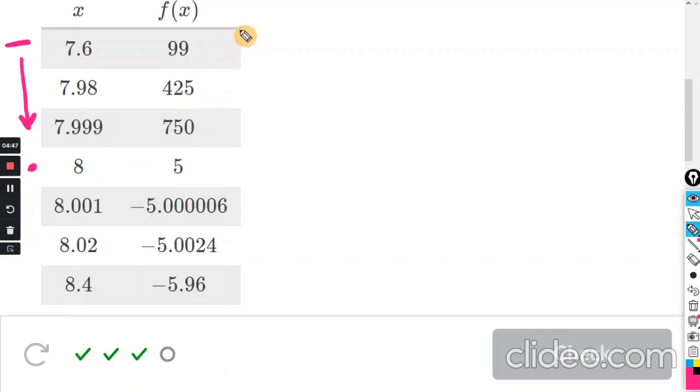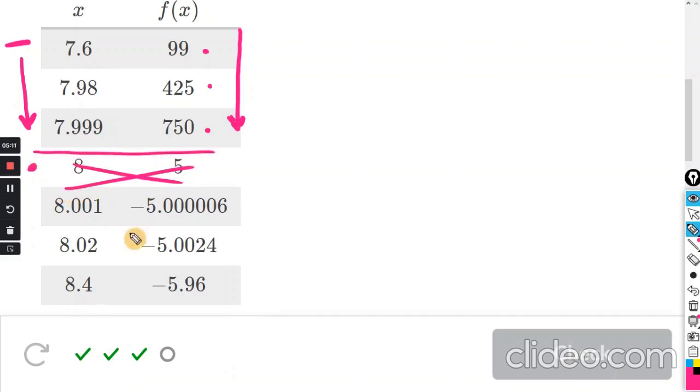On this side it's at 99, 425, 750. It looks like it's getting greater and greater. But then at the number 8, it's only 5. We're not trying to evaluate the function at 8, so really we can ignore that. We can ignore the positive side at all. So from this here, it looks like it may be approaching 1,000, or maybe infinity.